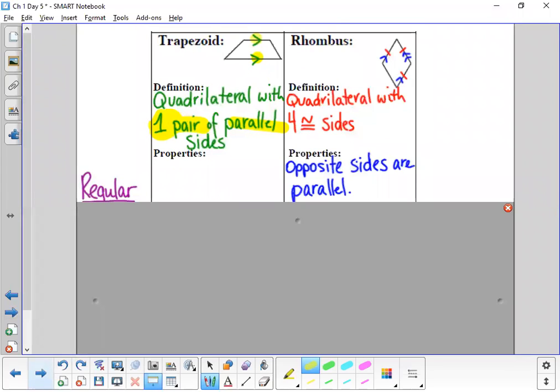Next up, we have the rhombus. Oops, some of my tick marks went away. We'll fix that. A rhombus is a quadrilateral with four congruent sides. So I've got my four sides all marked with one tick mark. And then we learned that a rhombus, the opposite sides are parallel. So you can take a look there and see that I've got my opposite sides marked as being parallel.